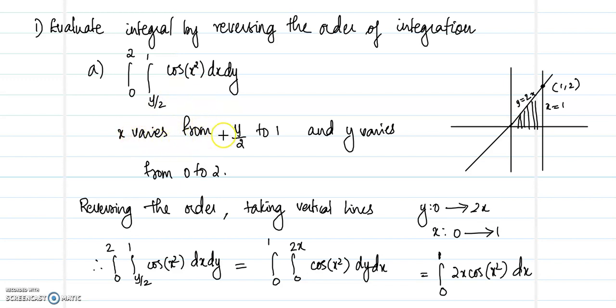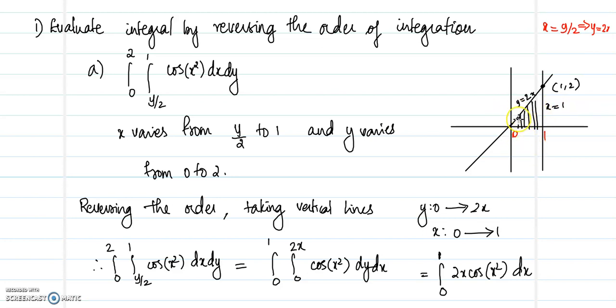So we are given that x varies from y by 2 to 1. So x equal to y by 2, that will be the line y equal to 2x. So that is this line, and we have x equal to 1. So this is the line x equal to 1. Now the point of intersection will be when x equal to 1, so you have y equal to 2. So the point of intersection is (1, 2). So this is the region you have. Now we need to reverse the order.